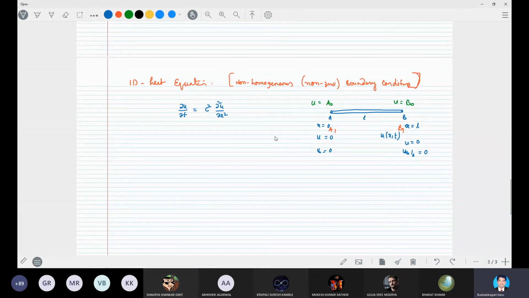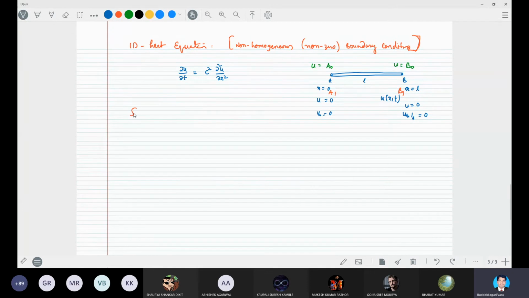That initial condition is found by solving the steady state problem using the conditions A0 and B0. Once we get that initial condition, next we solve the problem with the new conditions, that is A1 and B1, for this time-dependent heat conduction equation. There will be two steps. Okay, first solve step 1.